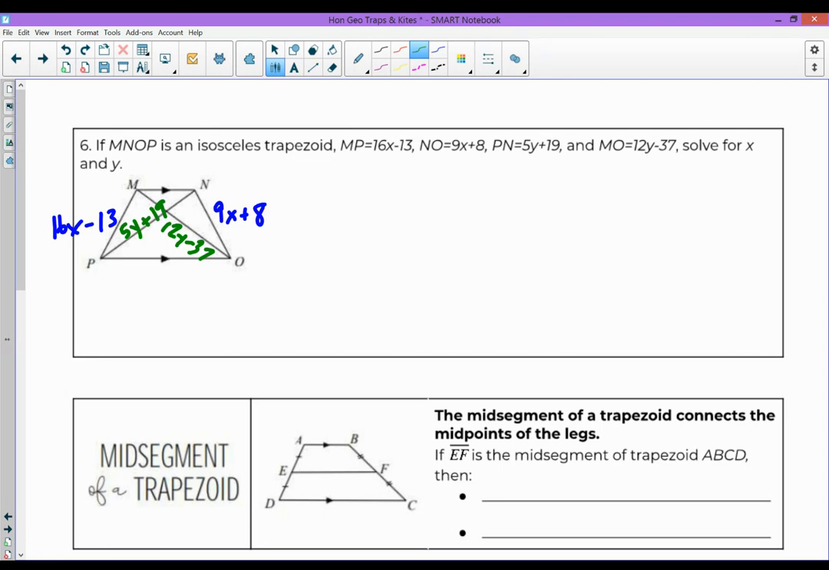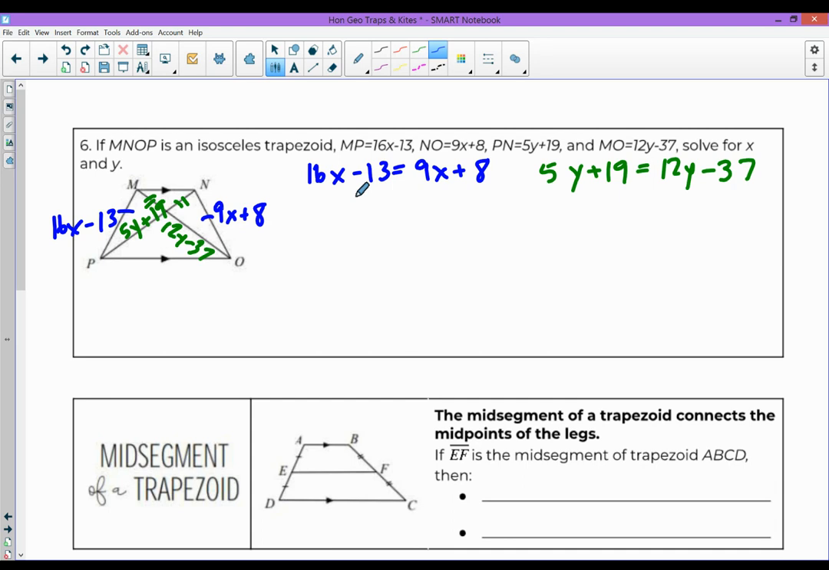So in this situation, we don't have a system of equations to solve. I know that these two legs are going to be congruent and that the two diagonals are also congruent. So I'm just setting those equal to each other. 16x minus 13 equals 9x plus 8. And 5y plus 19 equals 12y minus 37.